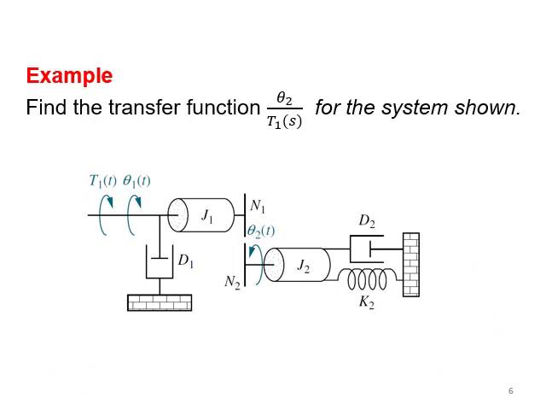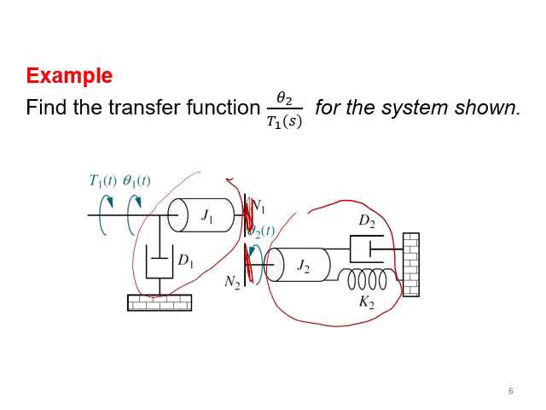Find the transfer function theta2 over T1 for the system shown. The system has a few impedances on a certain shaft and other impedances on a different shaft in a rotational mechanical system. The two shafts are linked through a gear having N1 and N2 teeth. To calculate the transfer function, we need to put all the impedances, or all the elements of the system, on the same shaft.